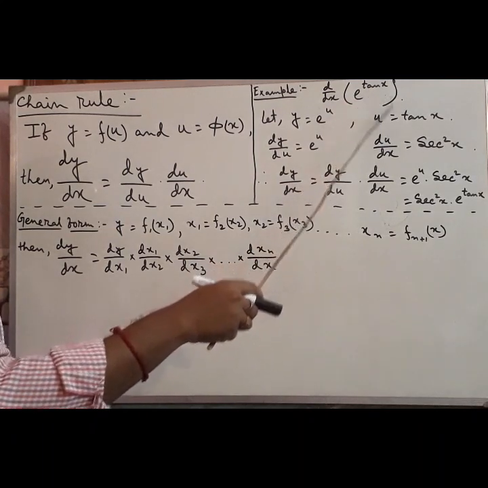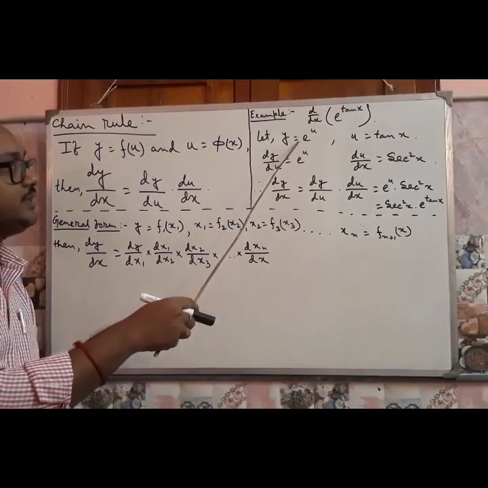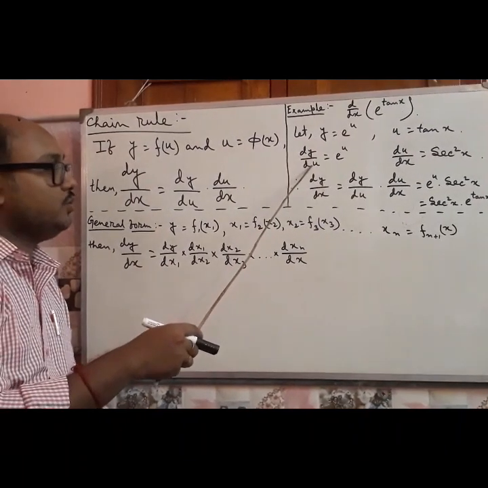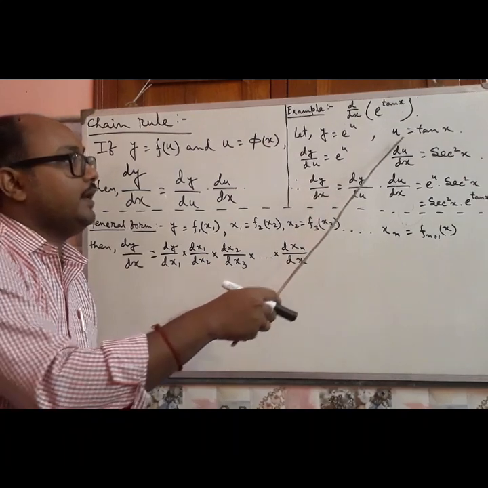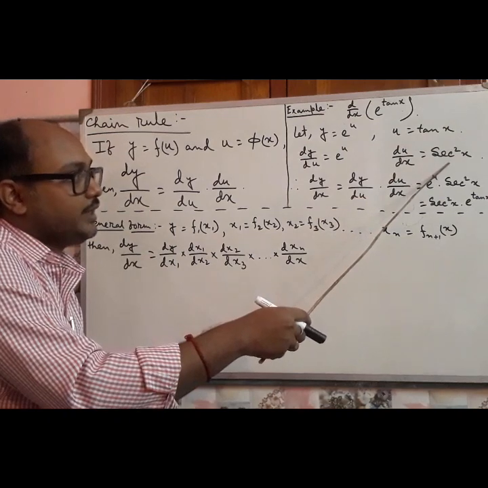If this tan x is u, then y can be written as e to the power u. Then what is the derivative of y with respect to u? We know the derivative of e to the power u is e to the power u. Then the derivative of u with respect to x, the derivative of tan x, is sec square x.